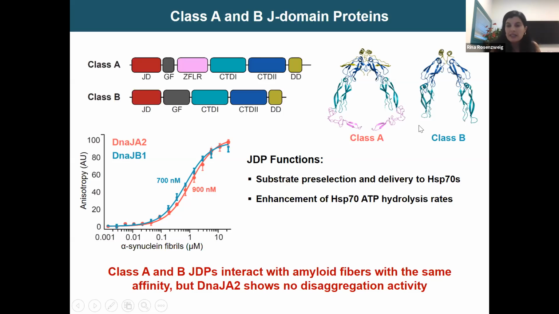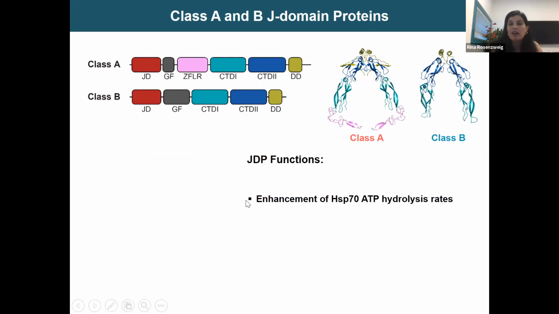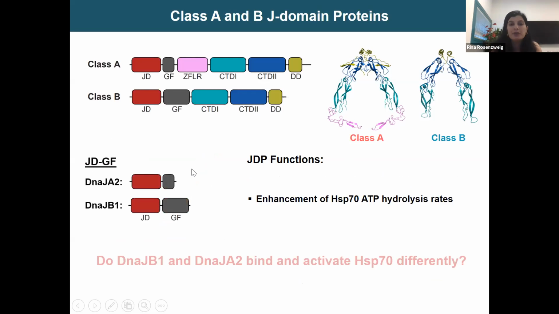So since the binding to the substrate seems to be the same, we were left only with the fact that the two must somehow interact differently and activate differently the HSP70 chaperone. So we then moved to testing the binding of the two chaperones to HSP70 by NMR, and we decided to use a small construct having the J domain, that is known to bind and activate HSP70, and we also decided to include this glycine-phenylalanine rich linker.